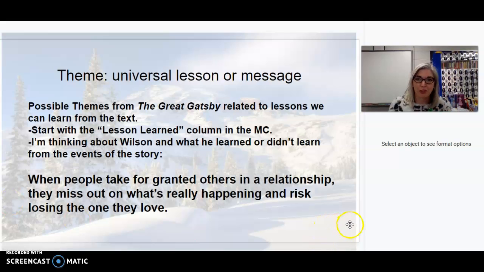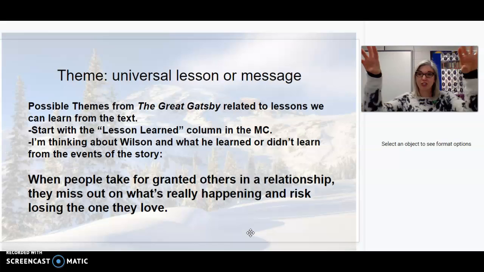Theme is the universal message. Possible themes from The Great Gatsby should be related to the lessons we learn from the text. And so you start with that lessons learned or growth column in the motivation chart. And so I'm thinking about Wilson and what he learned or didn't learn. And so I came up with this theme: when people take for granted others in a relationship, they miss out on what's really happening and risk losing the one they love, right? So it's big, it's universal.